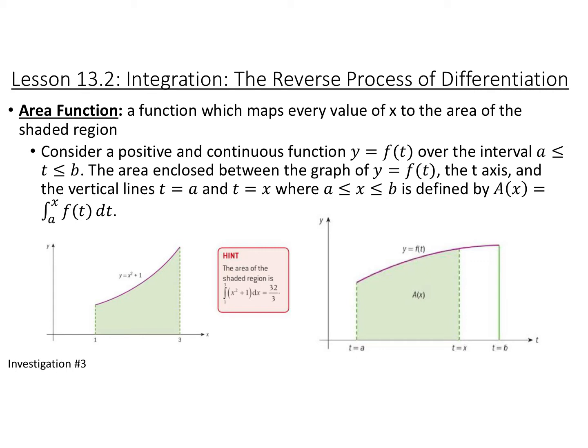So now we're going to talk about an area function, which is a function that maps every value of x to the area of the shaded region starting from a certain value up to x. So consider a positive and continuous function y equals f of t, so something like either of these functions here. And so we're looking at the interval from a to b. So the area enclosed between the graph and the t-axis and the vertical lines t equals a and t equals x is defined by A of x equals the integral from a to x of f of t dt. So we can actually find this function that represents the area in general using our integration.